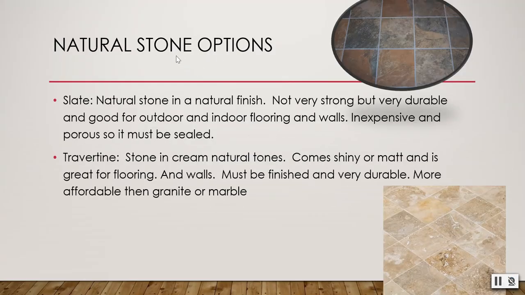We also have other stone options, such as natural stone like travertine and slate. These are a wonderful look, definitely more natural. Slate is not very strong, but it's extremely durable and it's great for outdoors and indoor flooring and walls. It's very inexpensive, but it does absorb things. It's very porous, so you have to seal it. But once you get it down, it's extremely durable, but it does flake.